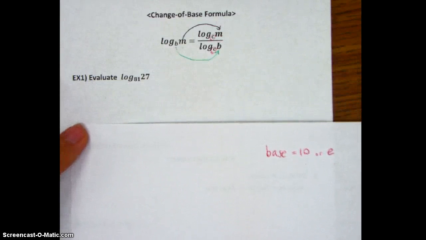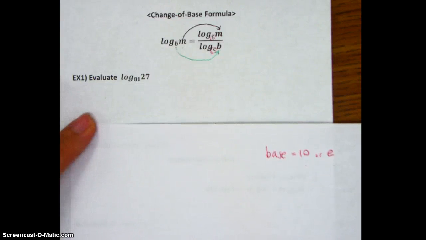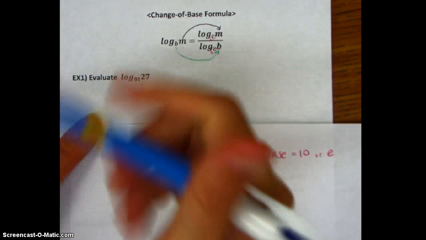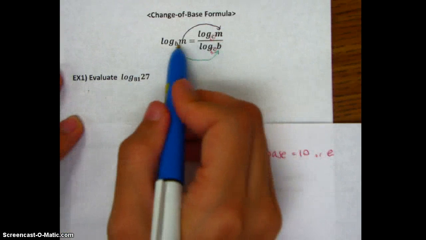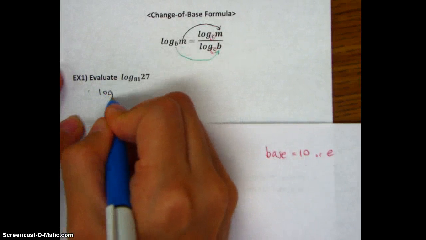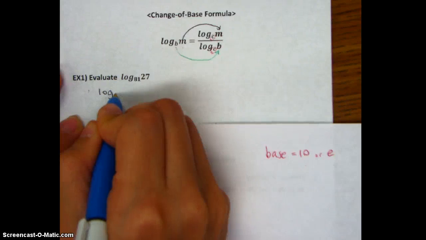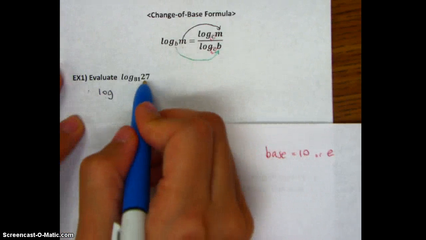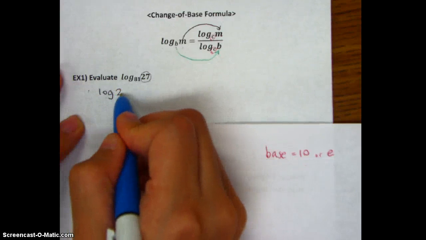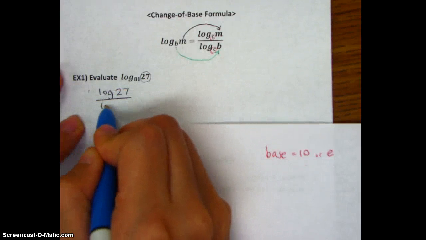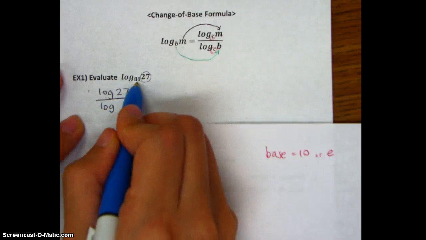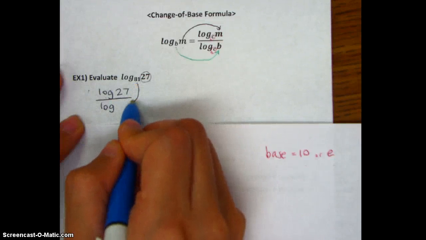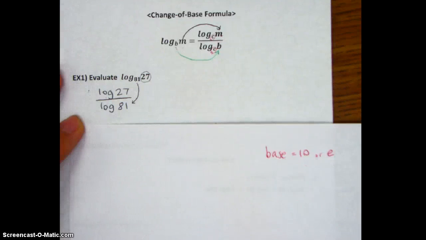This one, they say evaluate log base 81 of 27. If I'm gonna use a calculator, I can just change that to base 10. So using that change of base formula, I'll write log base 10. I don't have to write base 10 because that's the common logarithm. And then I'm just going to write the argument, which is 27, over log base, same base, which is 10, and so I don't have to write that. The base goes to the bottom. So it becomes 81.